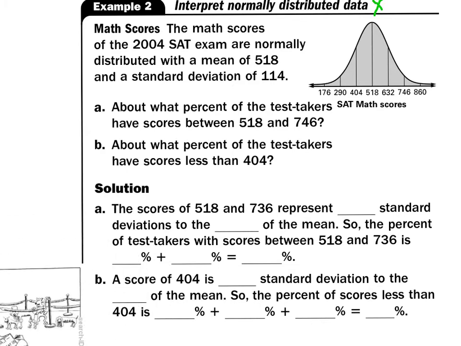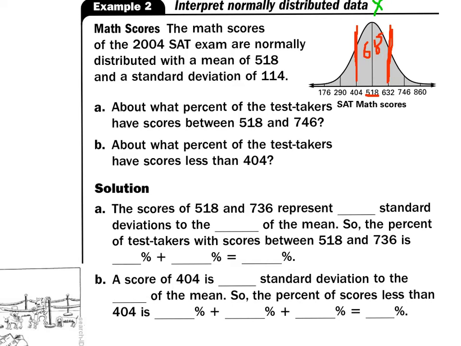So math scores. The math scores of the 2004 SAT exam were normally distributed with a mean of 518. That means if you scored 518, you are an average student who took that test. And a standard deviation of 114. That means if you scored 114 higher, you're one standard deviation out. So 68% of the people scored between 404 and 632, if I think about it that way.